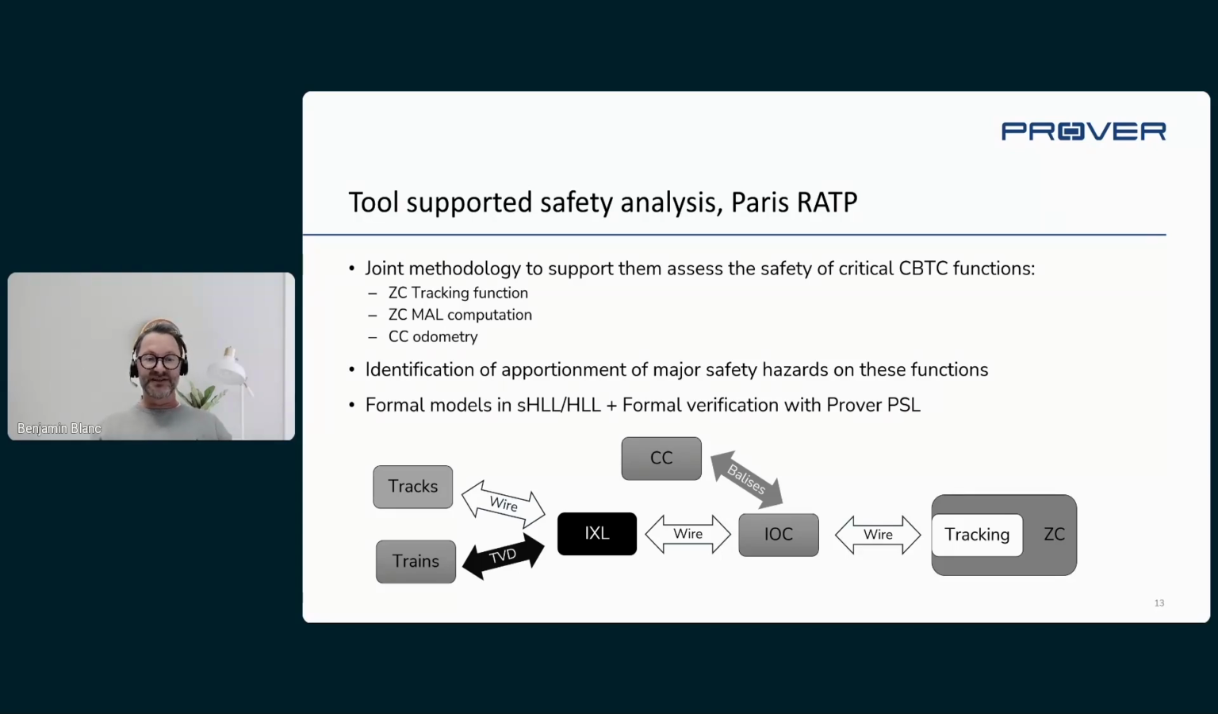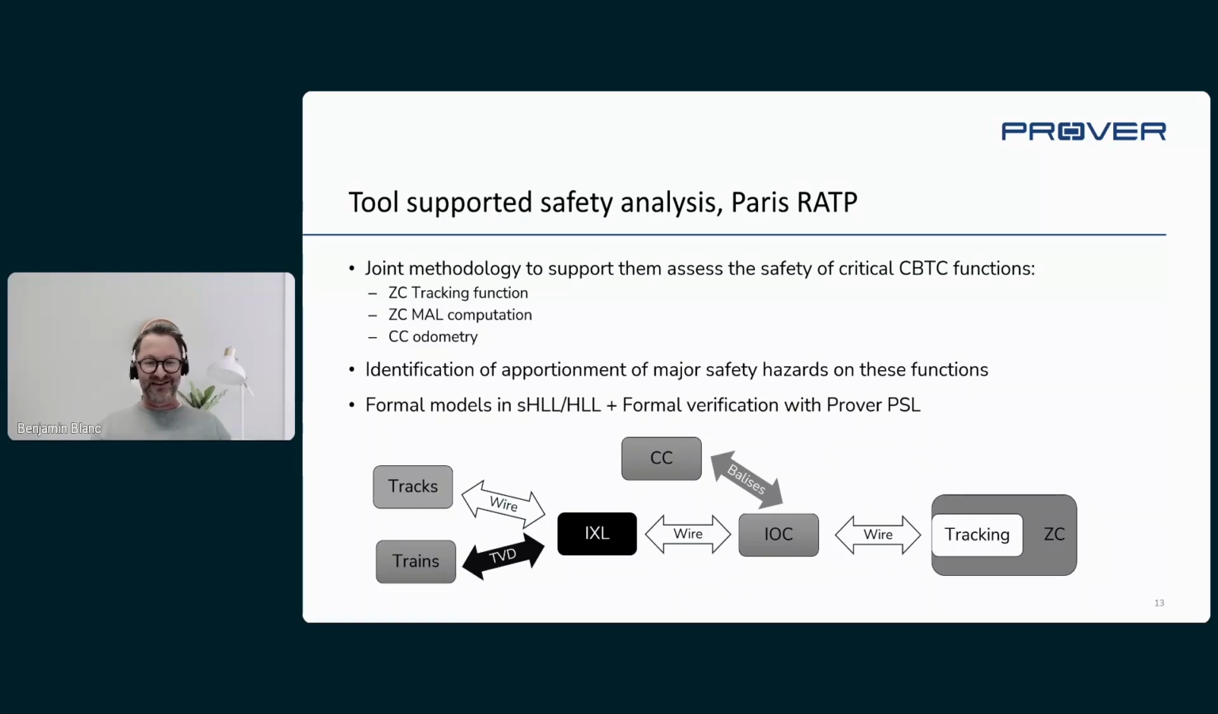The first one is the identification and apportionment of the risks, the hazards, such as the standard collision and derailment hazards that you want to prevent in your railway control system. The methodology consists of how to derive these hazards into the function at stake. Once this is done, we come up with a very complex formal model of the function of interest in the open language HLL and SHLL. Then we apply the Prover PSL model checker to investigate and ensure that these properties are verified.